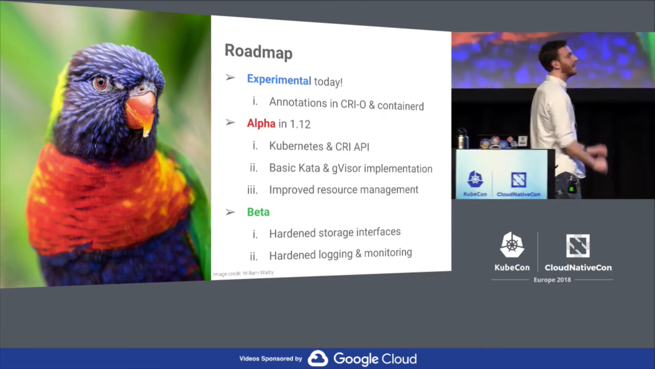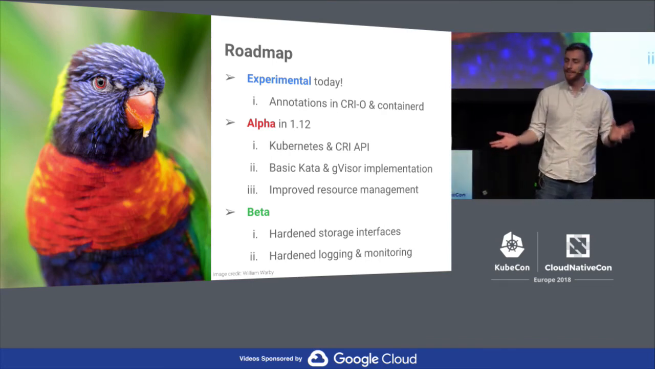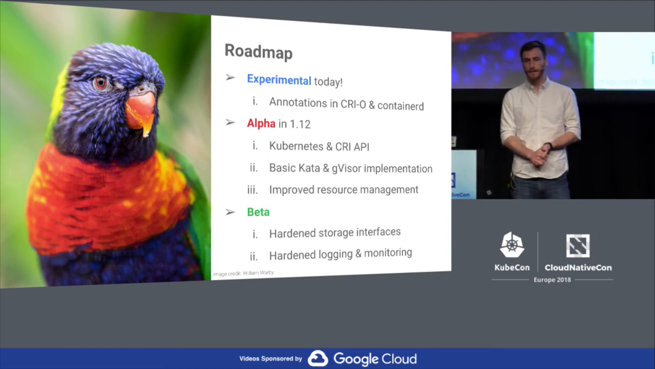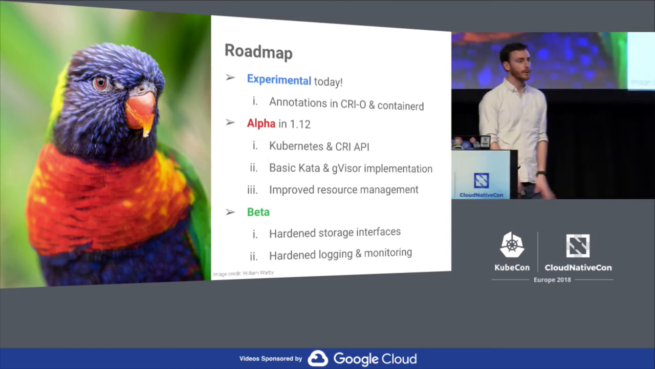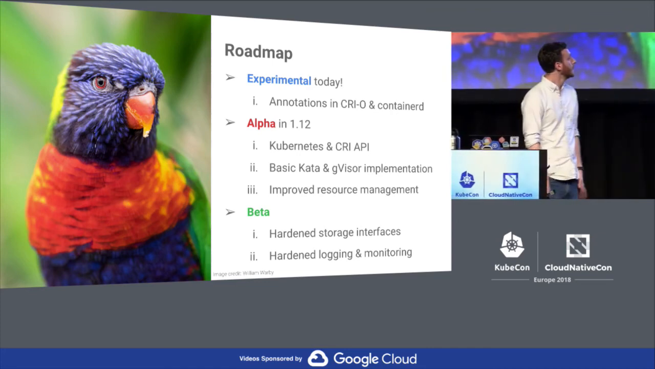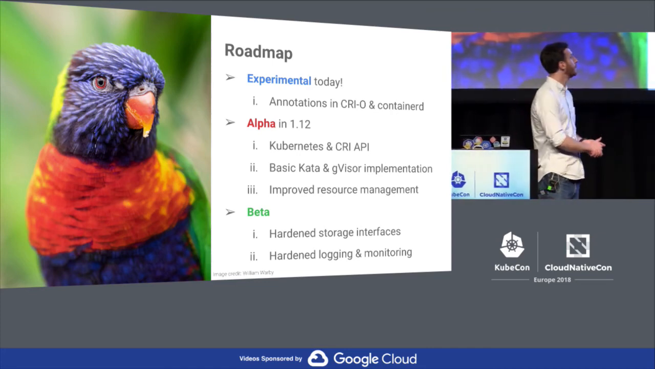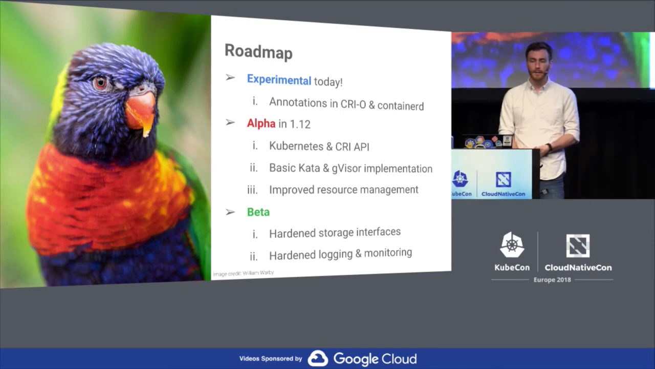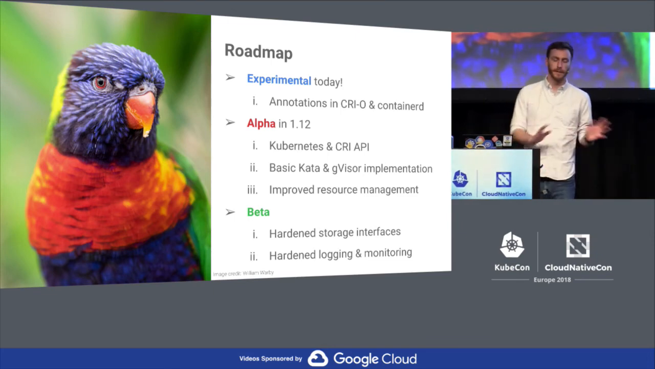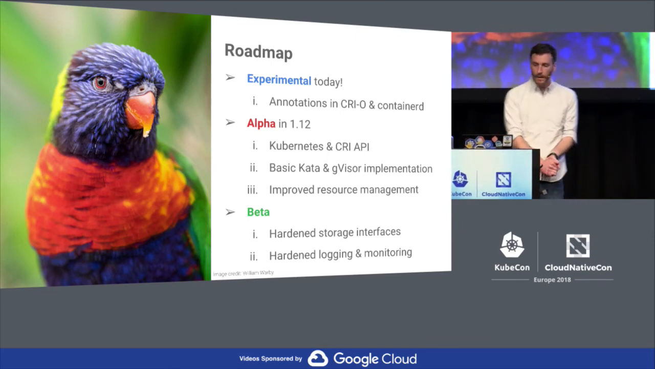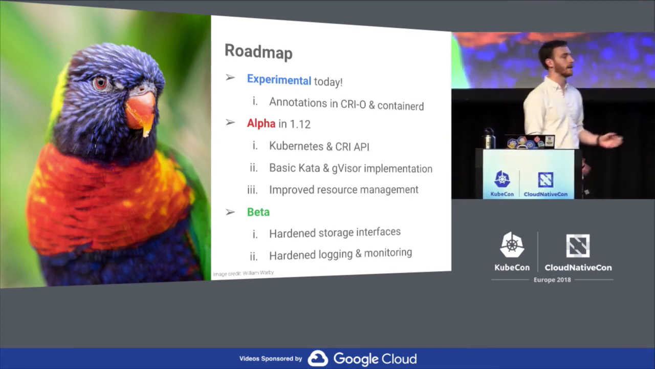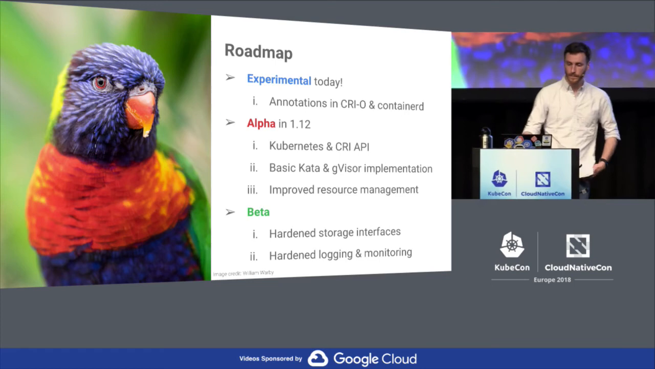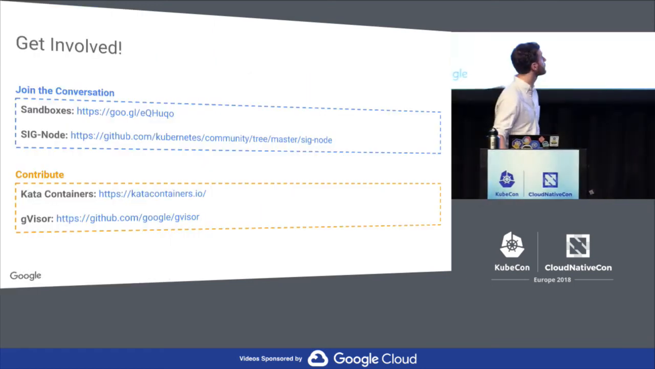I was really hoping to get an alpha out in 1.11. It looks like that's probably not going to happen, so I expect to see an alpha in around 1.12 with an actual Kubernetes API, better implementation via Kata and gVisor, and also some improved resource management that I didn't touch on today. And then as we go to beta, actually looking at hardening a lot of those other interfaces as well.